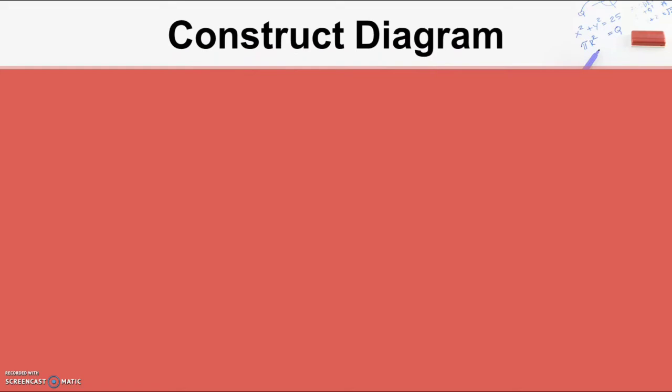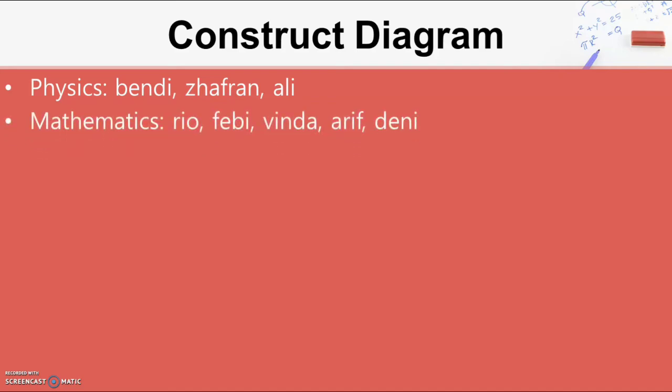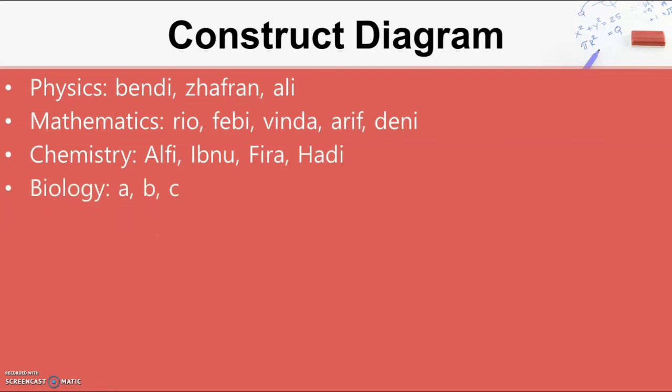Construct diagram. I will group them according to the subject and the name of the student who likes it. Physics favored by Bendy, Zafran, Ali. Mathematics favored by Rio, Feby, Vinda, Arif, and Dani. Chemistry favored by Alfi, Ibnu, Fira, and Hadi. And the rest of the 15 people like biology. So there were 3 people who like biology, I suppose named A, B, and C. Continue to table and diagram creation.